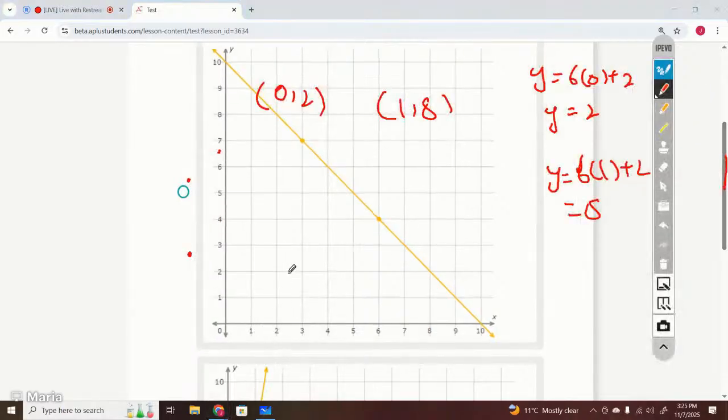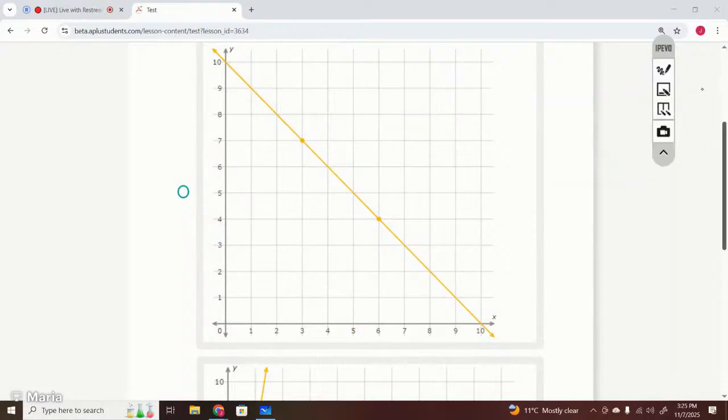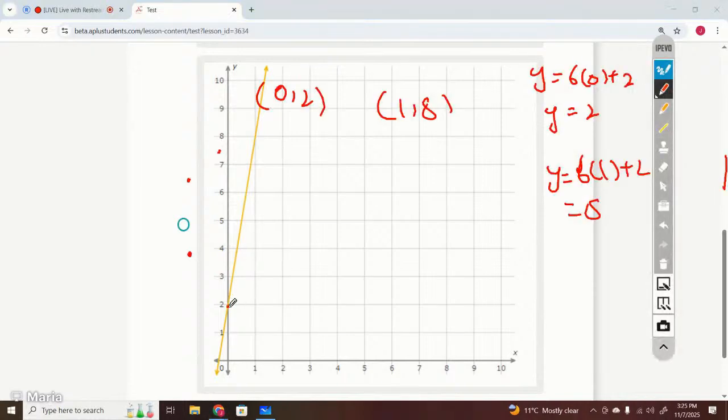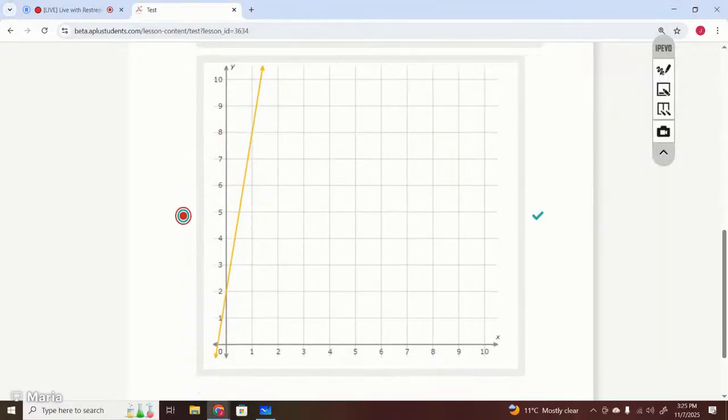0, 2. We do not have the point 0, 2 over here, right? Look at the second graph. Yes, there you have x is 0, y is 2. Here is the first point. And the second point is 1 and 8. X is 1, y is 8. Here is another point. So option number 2 is the correct option. Got it? So the correct option is option number 2.